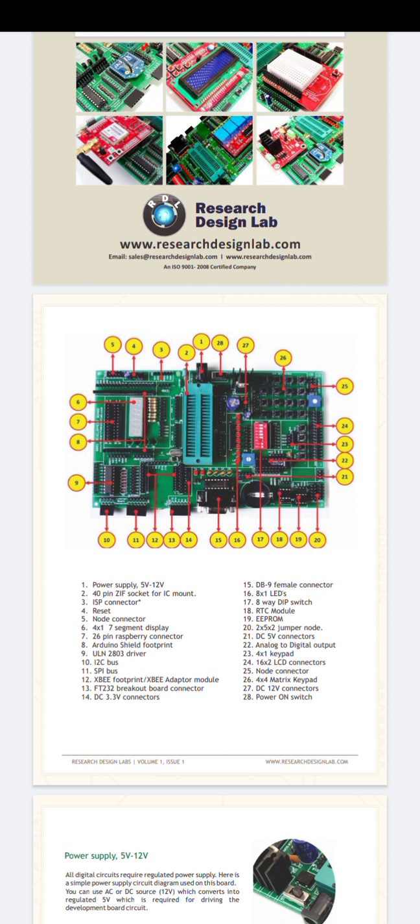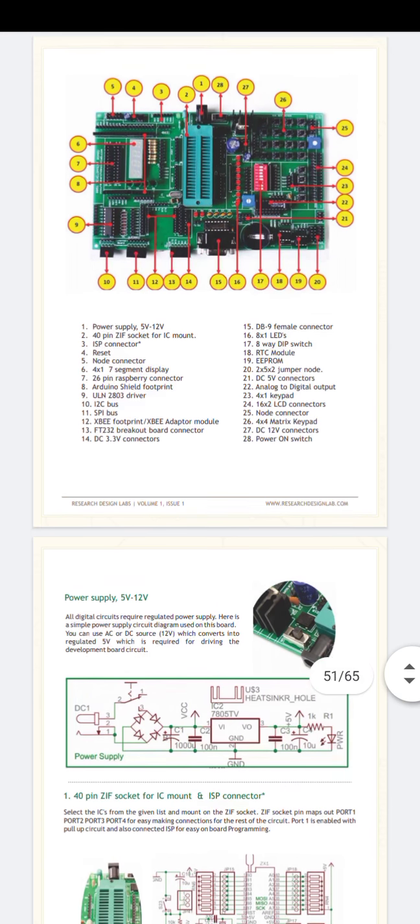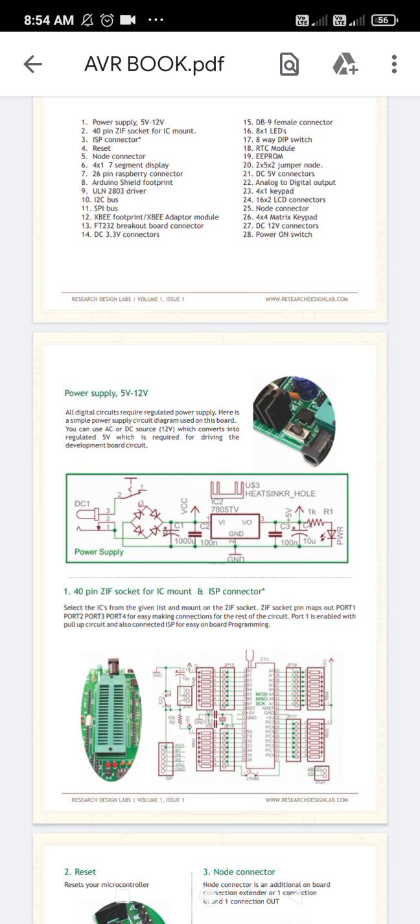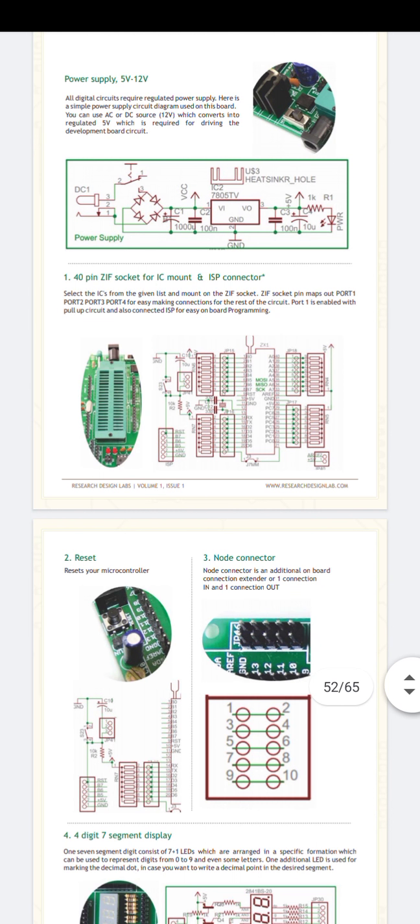And power-on switches. All these parts are used in the AVR boards, or AVR development boards. The first requirement for these boards is the power supply. This is the block diagram of the power supply. It is a very simple board where the AVR microcontrollers are used, driving the development board circuit. Then the 40-pin ZIF socket is also used with the ISP connectors. Then reset, which resets the microcontroller, and the node connectors, which are an additional part of the connections.